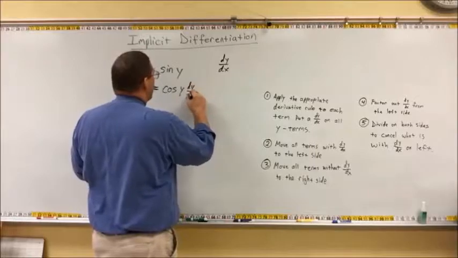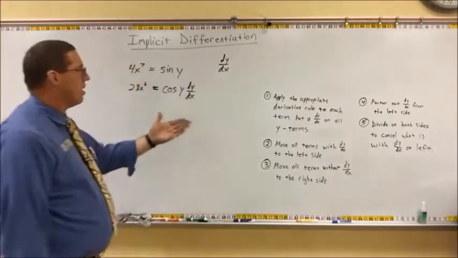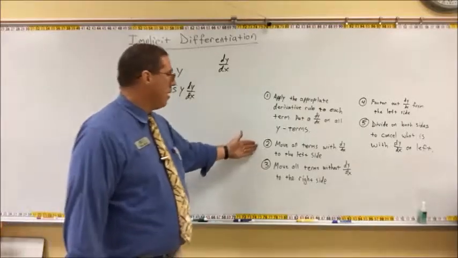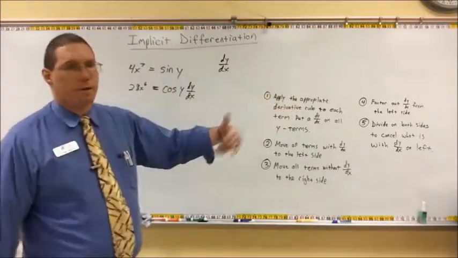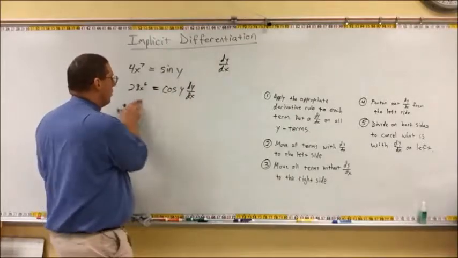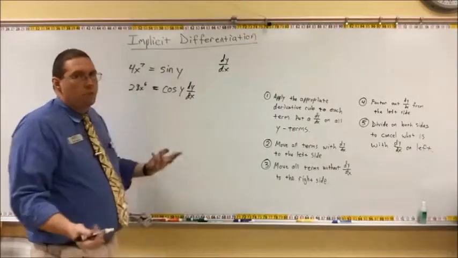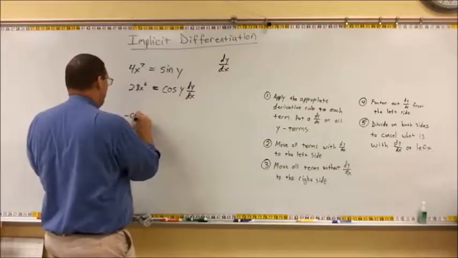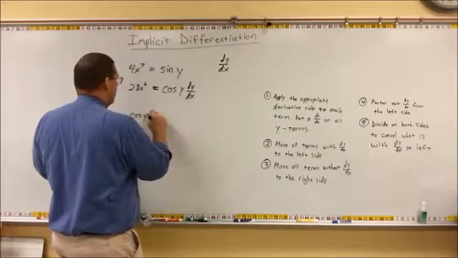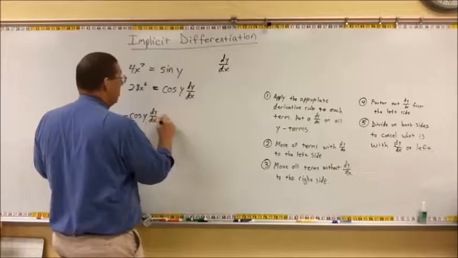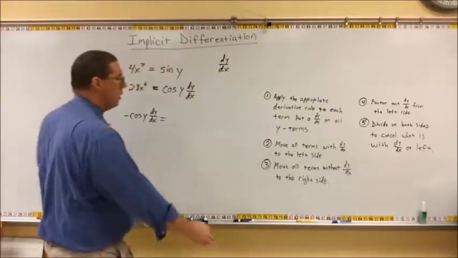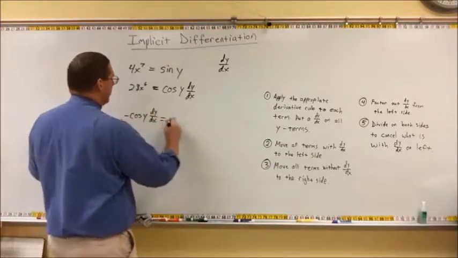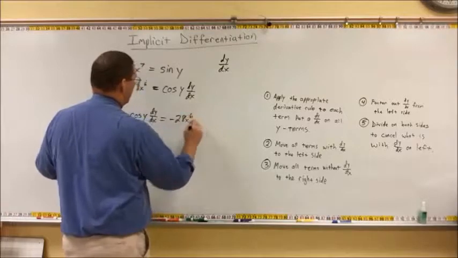Now here, you can technically skip steps 2 and 3. Actually, you can skip steps 2, 3, and 4, except that my steps tell you to put this on the left and this on the right. So if you want to do that, that's fine. So we'll subtract this from this side, and we'll get negative cosine of y, dy/dx. So we put it on the left, so that's step 2. Step 3, move the terms that don't have a dy/dx over to the right, so we're going to subtract 28x to the 6th, which doesn't really matter.